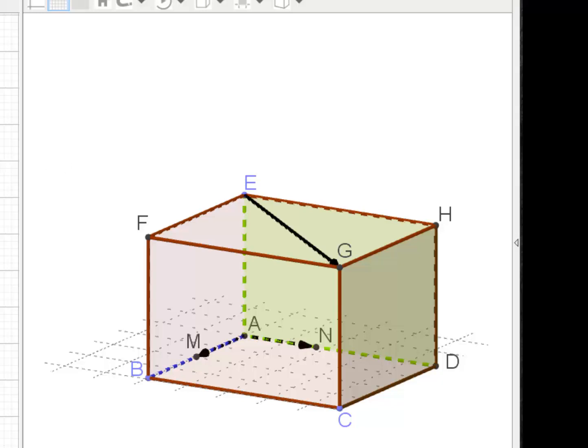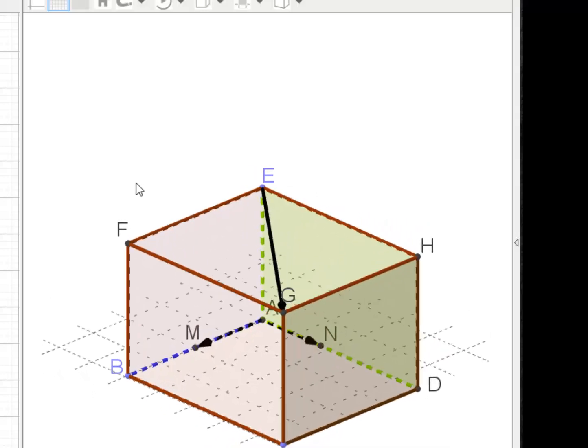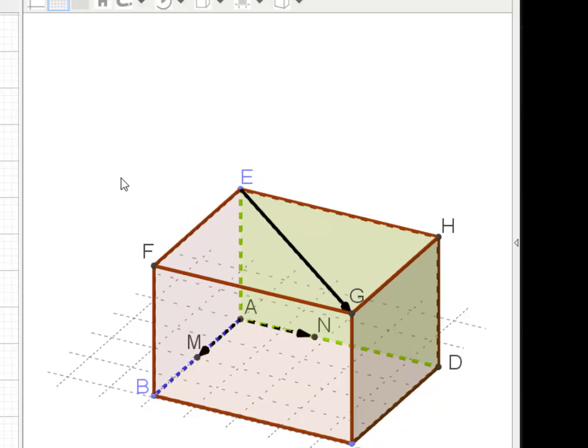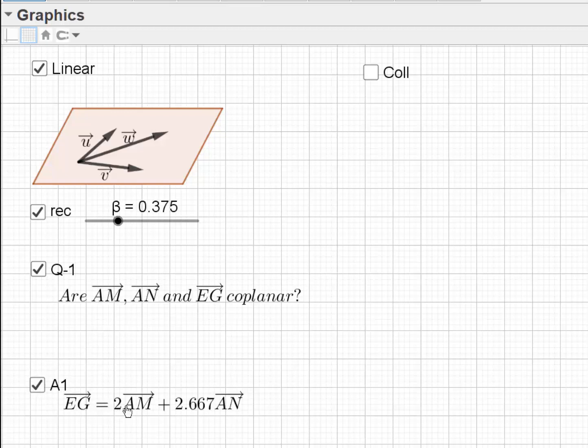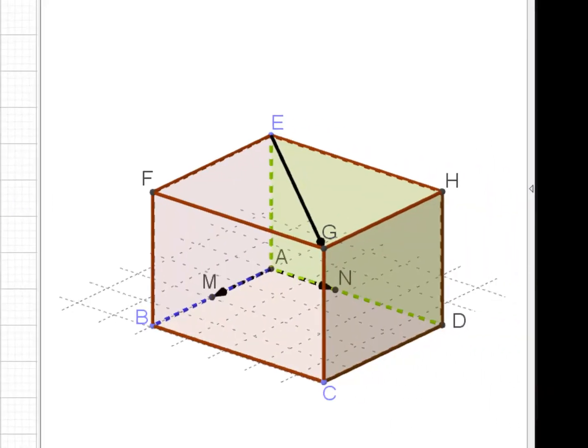Now let's see. Are the vectors AM, AN, and EG coplanar? Well, it doesn't seem that they are coplanar. In fact, they are coplanar. Why are they coplanar, even though we can see that they are in the same plane? Because we can write vector EG as a linear combination of vector AM and vector AN. Let's check as we move N what happens. Still we can write vector EG as a linear combination of the two vectors AM and AN.